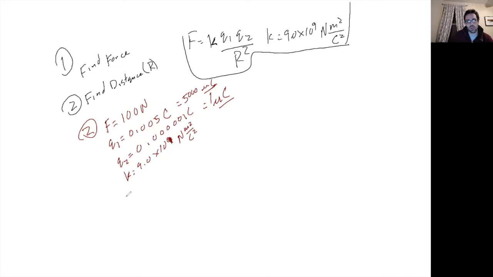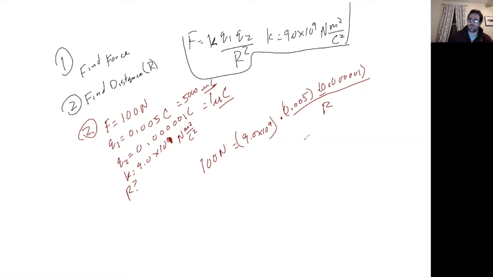So now we want to say, okay, well, what is R? Well, again, we'll plug in. So this time we plug in for the force, 100 newtons, is equal to 9.0 times 10 to the 9th. I'll leave the units out here and we'll just trust that they work out. Times 0.005 times 0.000001. Oh, that's too many zeros. And then we'll divide that by my R. Now, before I even start this, you could do a bunch of calculation here, R squared.